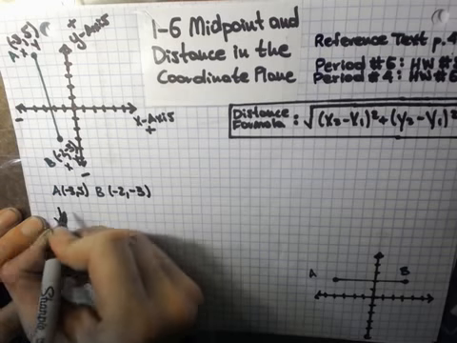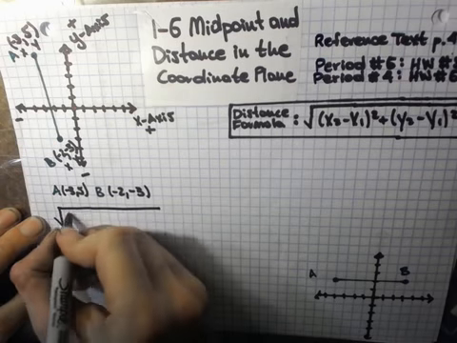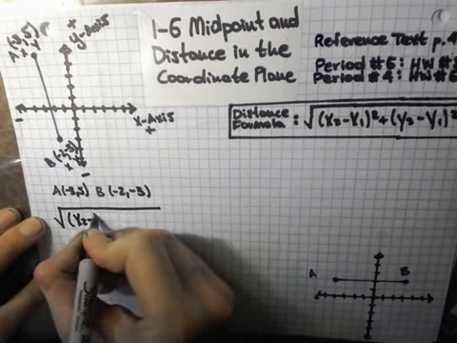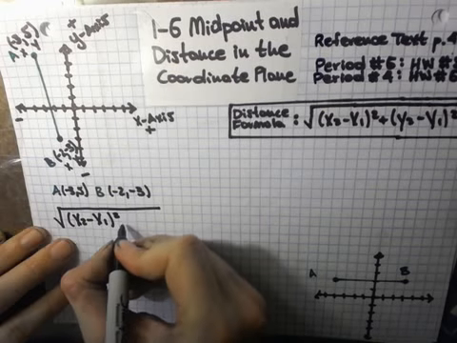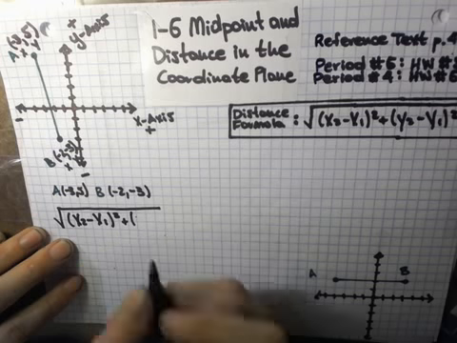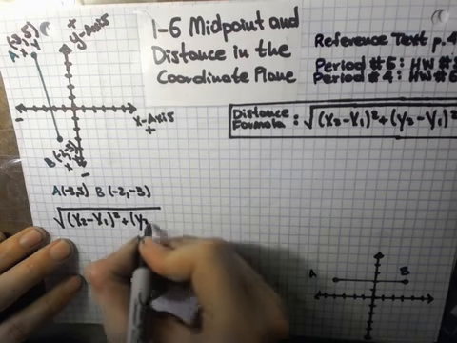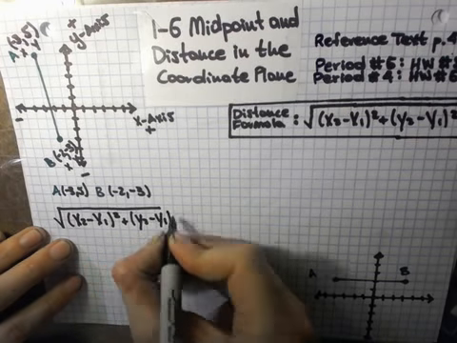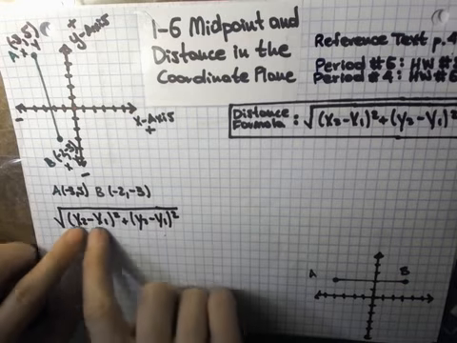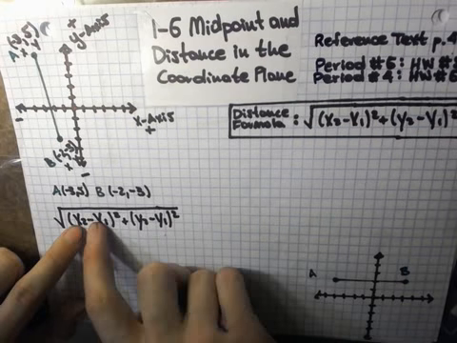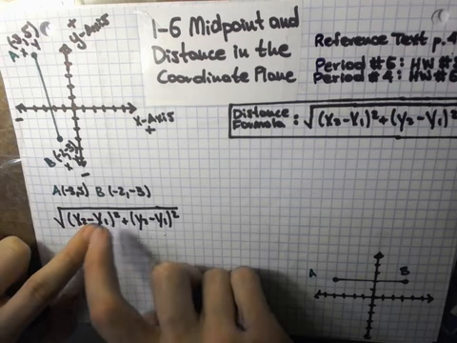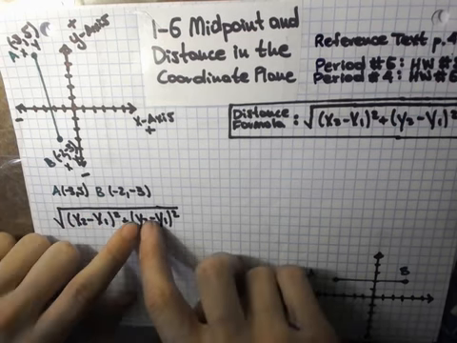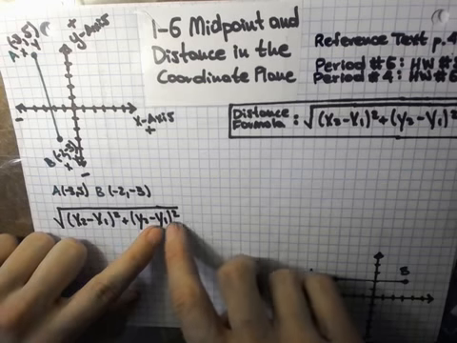And you just plug them into the formula. So I create this distance formula: x sub 2 minus x sub 1 squared, plus y sub 2 minus y sub 1 squared. These sub-numbers refer to the x value of our second point minus the x value of our first point, and the y value of our second point minus the y value of our first point.